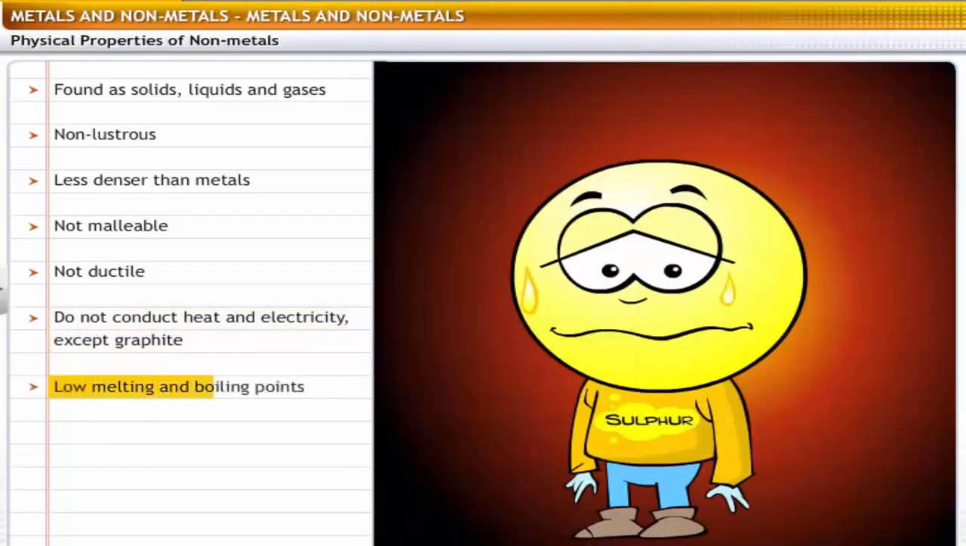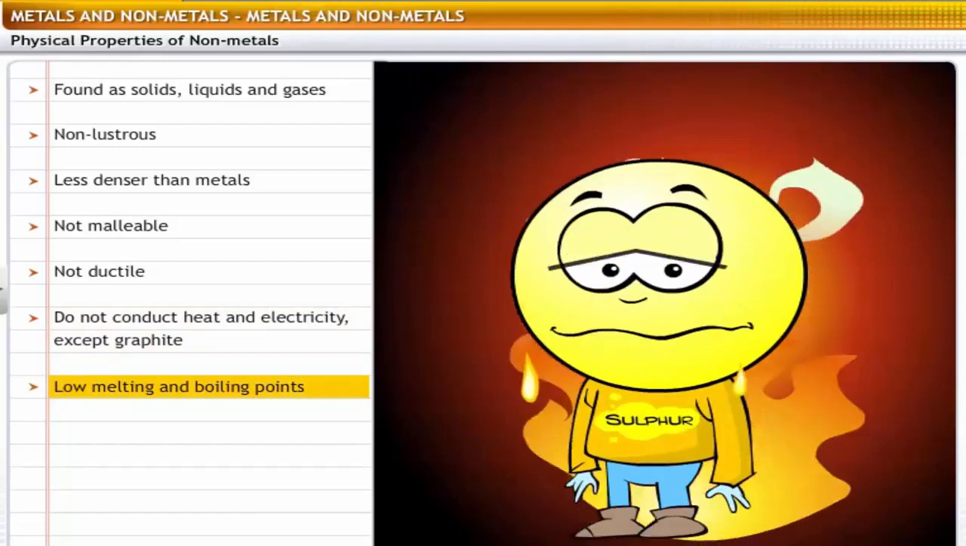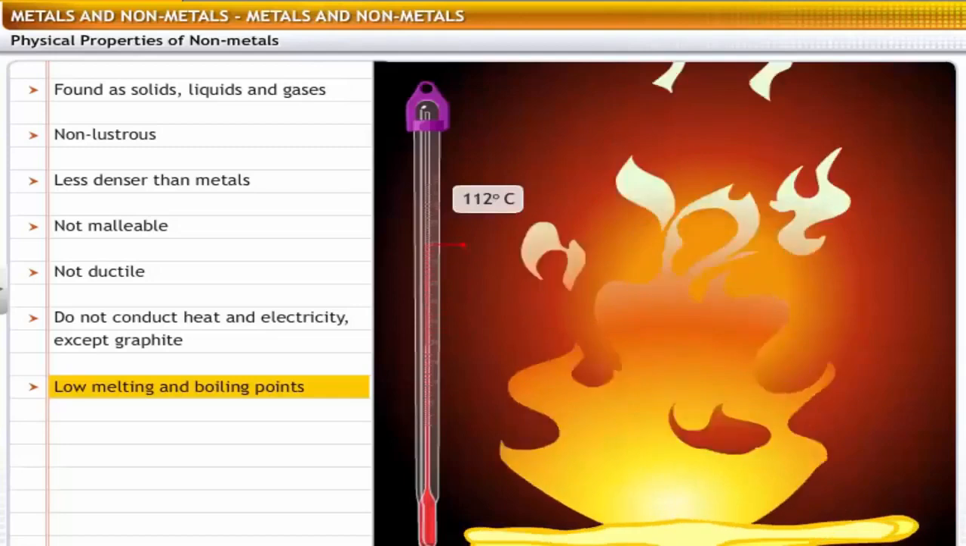Non-metals have low melting and boiling points. For example, sulfur and phosphorus have low melting and boiling points.